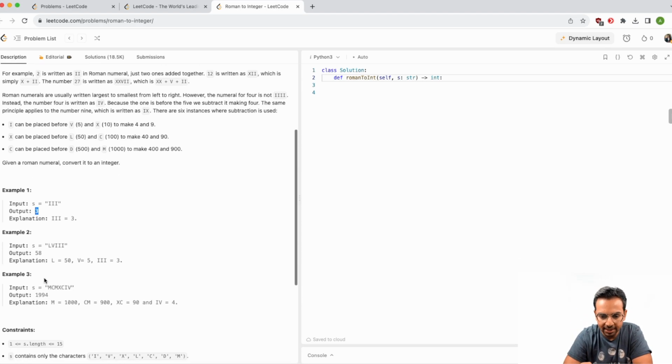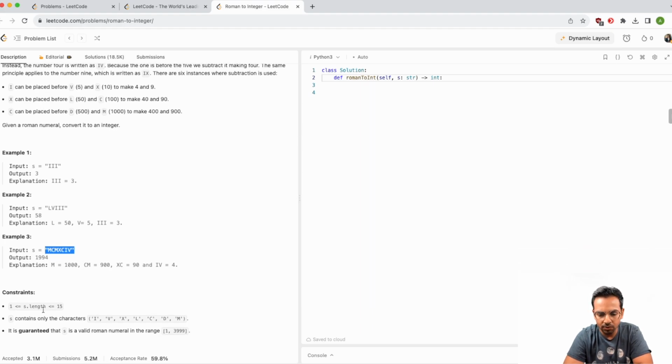If you go through the example, say M is 1000, CM is 900, XC is 90, and IV is 4. So that's why it's coming out to 1994. What are the constraints? The length of s could go from 1 to 15, and s contains only valid characters. It is guaranteed that s is a valid Roman numeral in the range 1 to 3999.